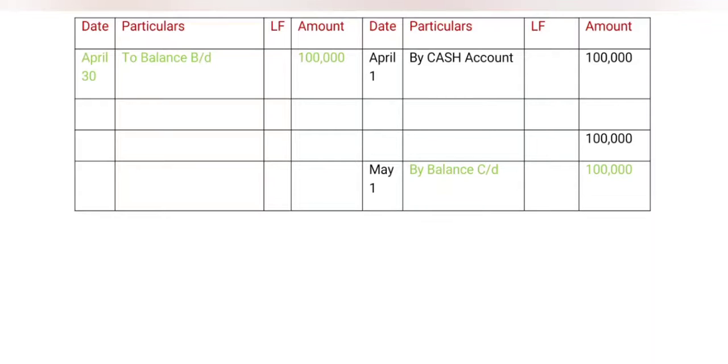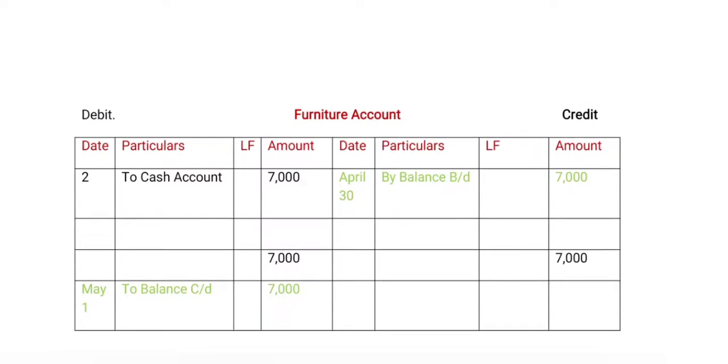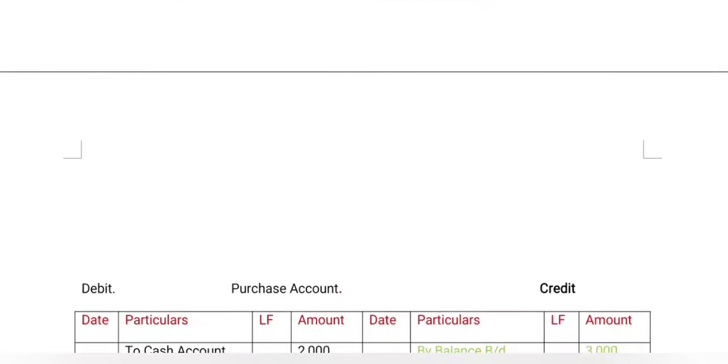Then, furniture has only one entry, furniture purchased 7,000. The entry is furniture account debit to cash account. Here the furniture account is to be debited, that's why cash is taken. Then after, we are going to another problem.